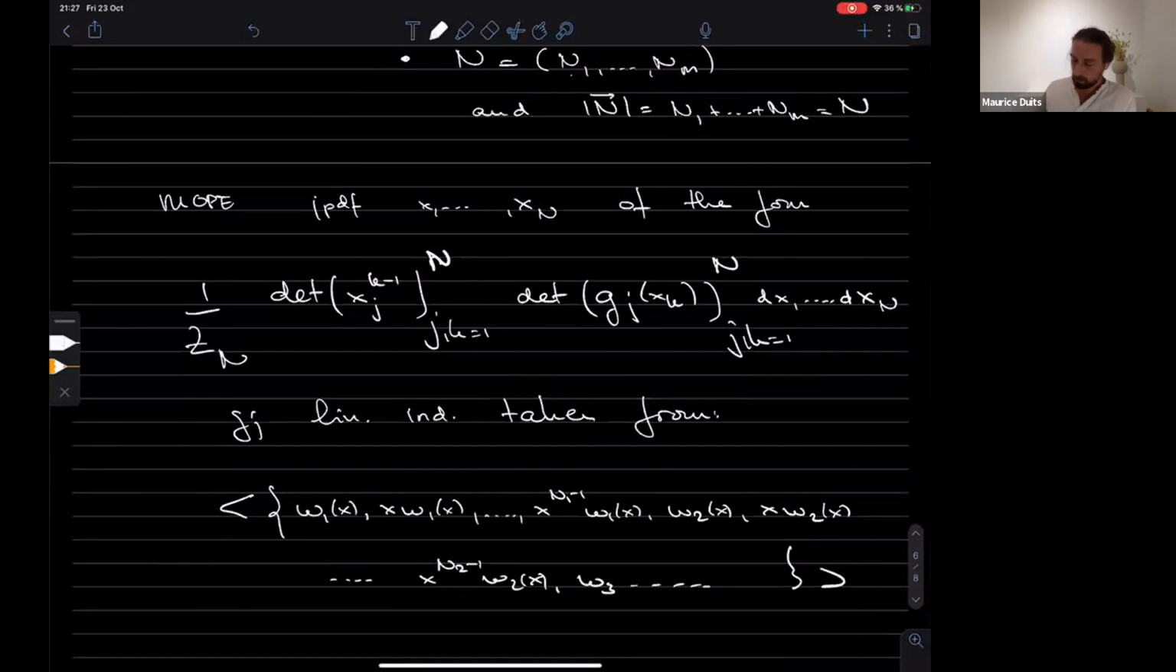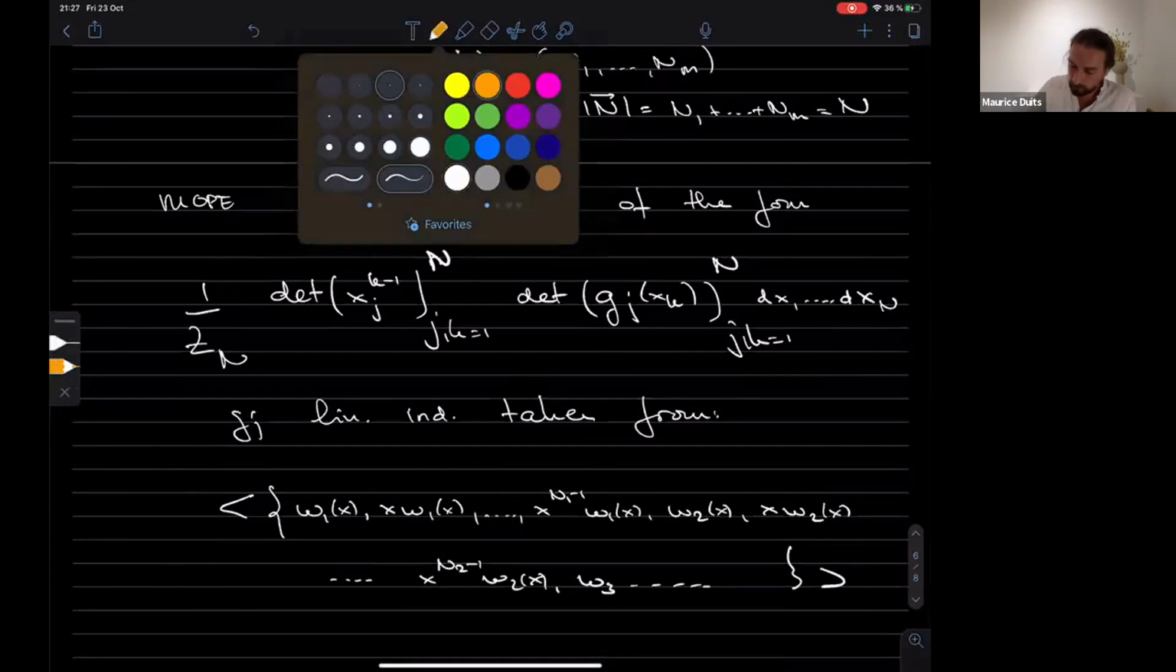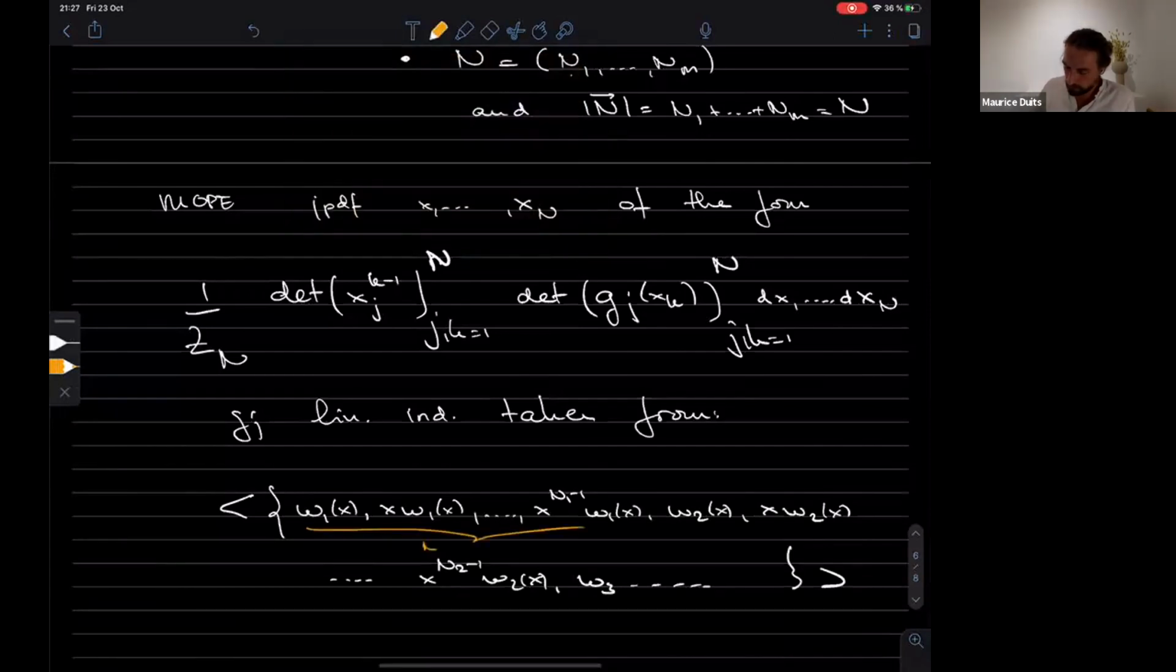Okay, so I have n1 of those here. Here I have n1 functions. Here I have n2 functions, right? The next one has n3 functions. So in the end, I have n functions there. And I take g_j just linearly independent from this span, and I compute this determinant.